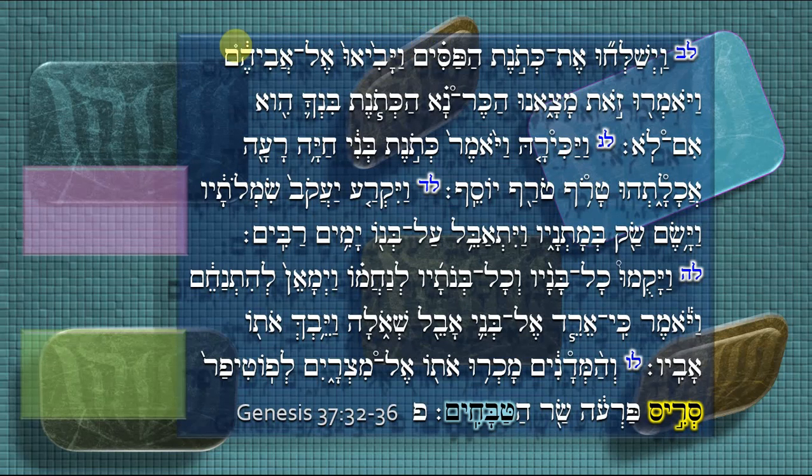Okay. Vayishalchu et ketonet hapasim vayaviu el avihem vayomru zot matzanu. Shalach, notice the dot in the middle letter, okay? This is a sign of the Piel binyan. Piel is usually our intensive binyan, although sometimes it can be causative too. So for example, shavar, to break. If I say shiber and I put that dot in the middle, it means to utterly smash to pieces, right? So shalach is to send, and with the dagesh in there, it's the intensive form, to send out, right? If the king does it, it's to banish.